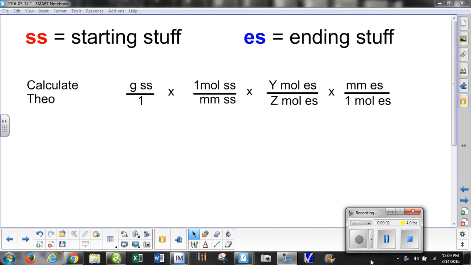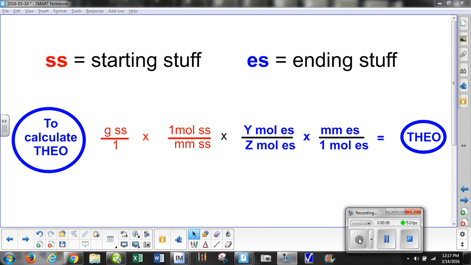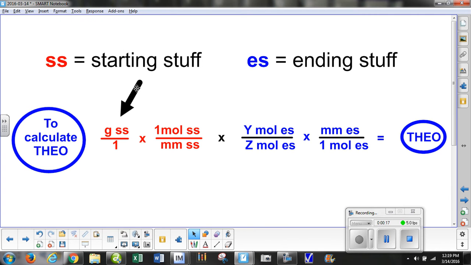This short video may be useful in helping you finally put everything together. So this is the stylized way of doing things. What you want to do is start with the grams of the starting stuff over 1, because that's going to serve as your given in the calculation. Next, you want to do 1 mole of the starting stuff on top with its molar mass on the bottom.